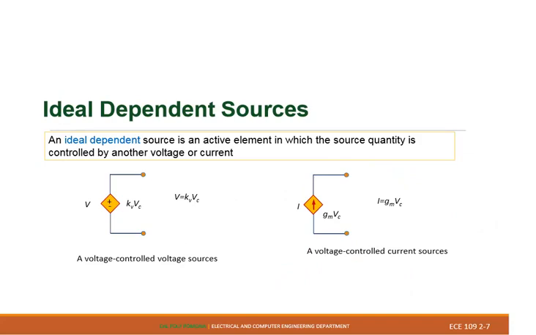Okay, there are also some dependent sources. So we're going to give you the ideal dependent sources here. The ideal dependent source is an active element in which the source quantity is controlled by another voltage or current.